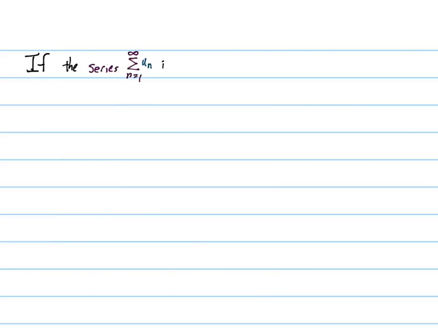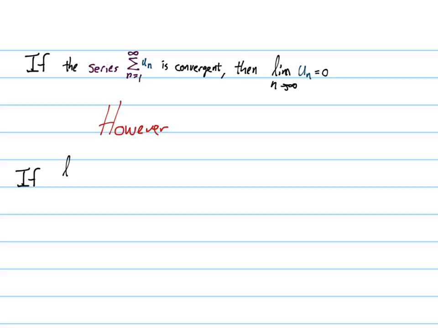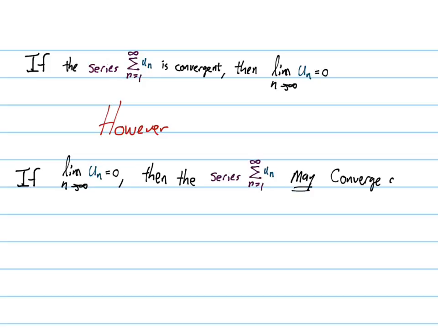So, if a series is convergent, then the limit as n approaches infinity of the sequence that created that series will be 0. This is a fact that emerges out of what we just explored with convergence of partial sums. However, we need to be careful with this, because just because the limit of u sub n approaches 0, that doesn't mean that the series converges. The series may converge or diverge.